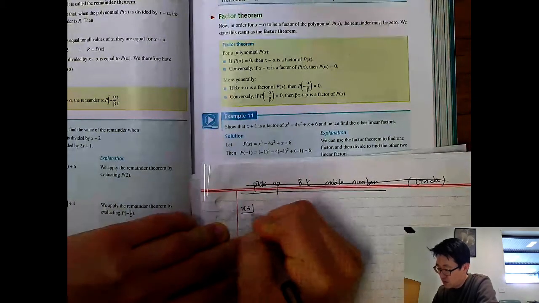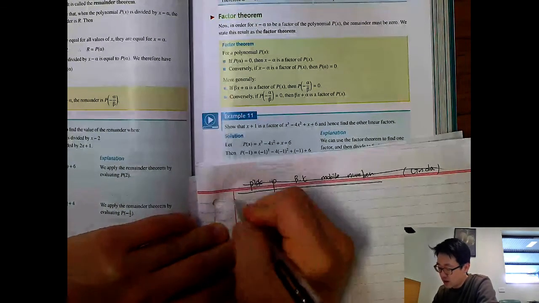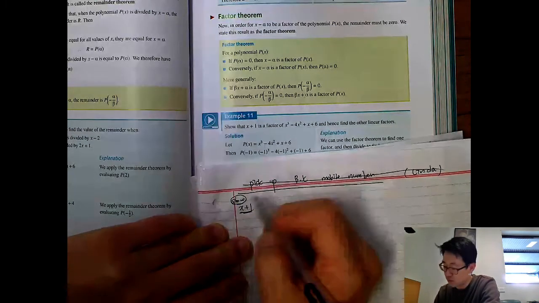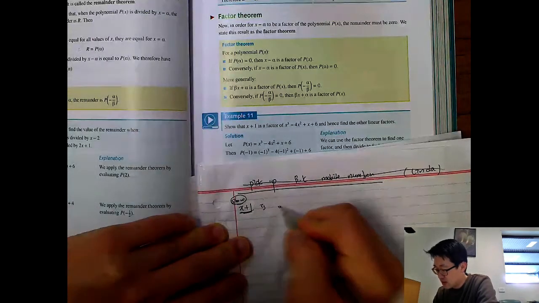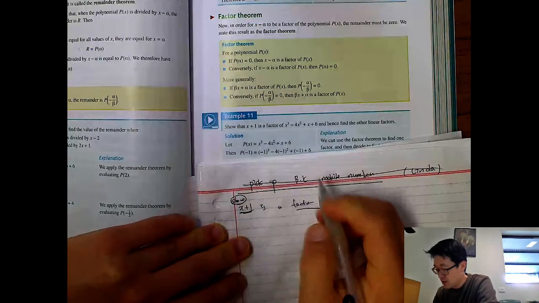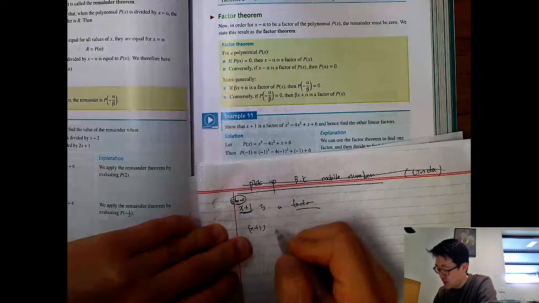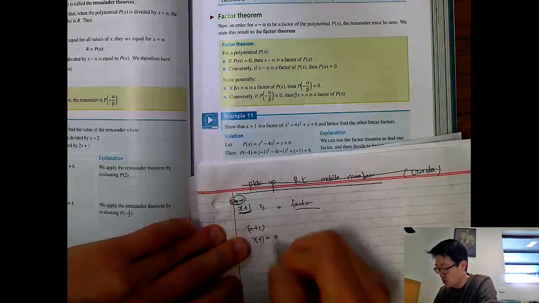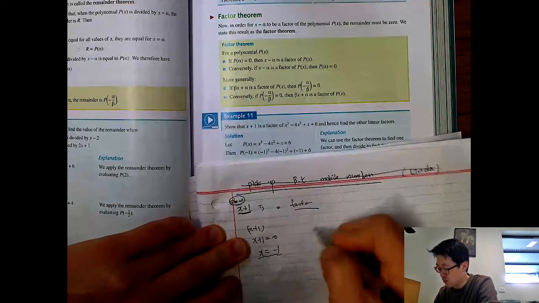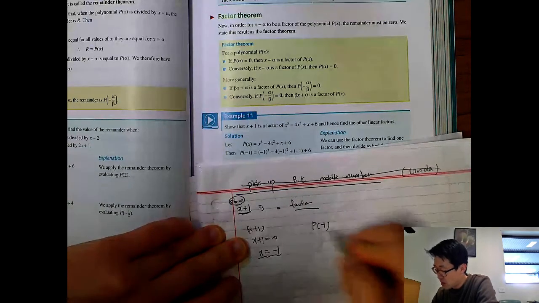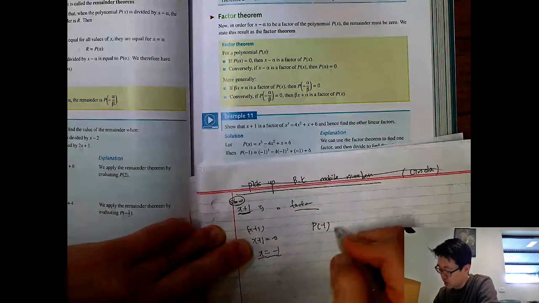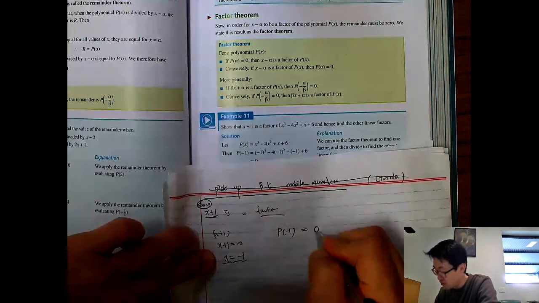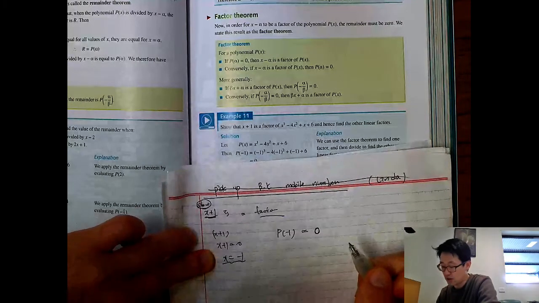X plus 1. When they start with "show", which means prove it. So just solve it. X plus 1 is a factor. That means already I know x plus 1, what makes x plus 1 equals what? 0. X equals minus 1. When I substitute minus 1 into that polynomial, the result has to be what? 0. Okay, that becomes a factor.